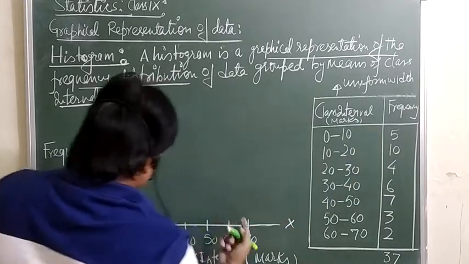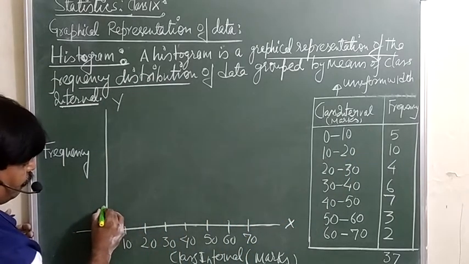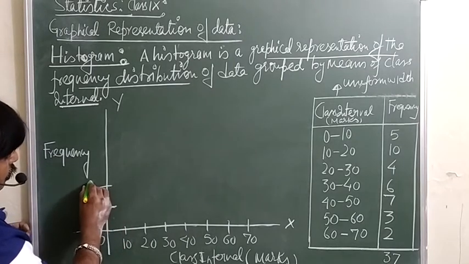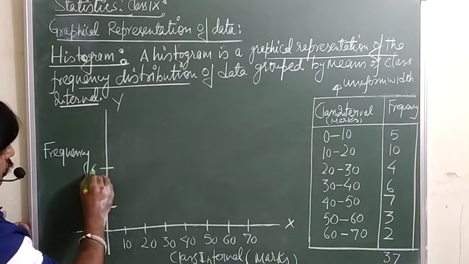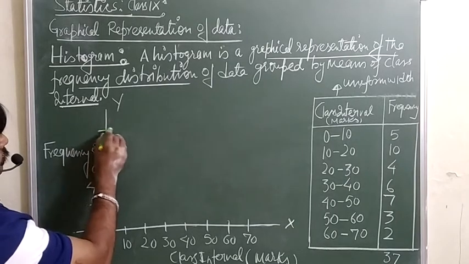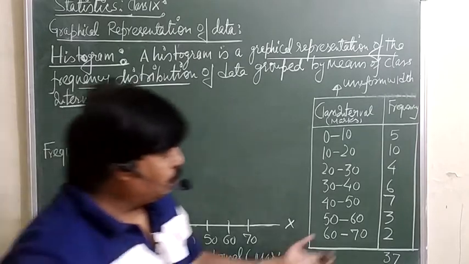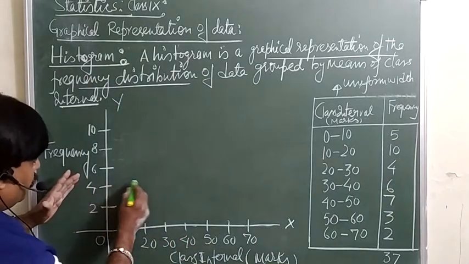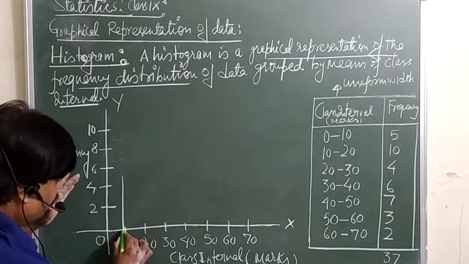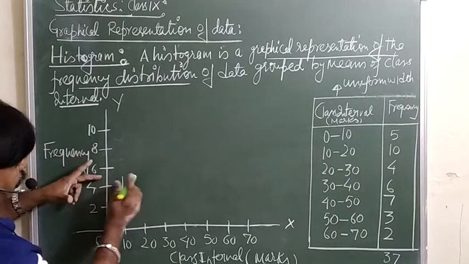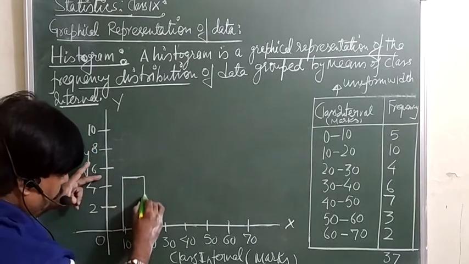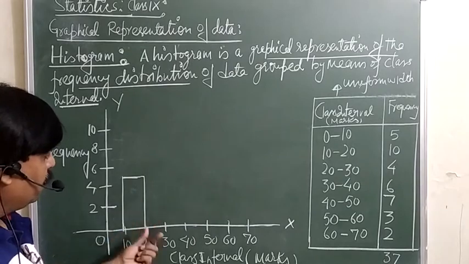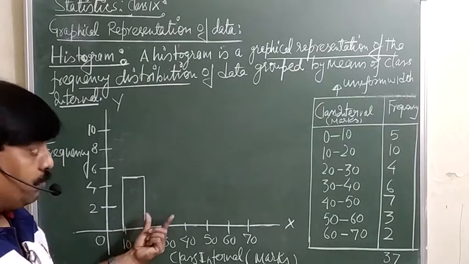The maximum frequency is 10, so it's up to you. You can take 2, then 4, 6, 8 and 10. Now look here. For 0 to 10 the frequency is 5, so you are supposed to make the bar, the rectangle, up to 5. The width of these bars should be the same and they should coincide. One side of each must coincide. There should be no gap.